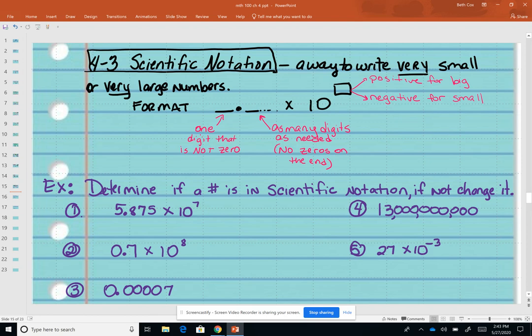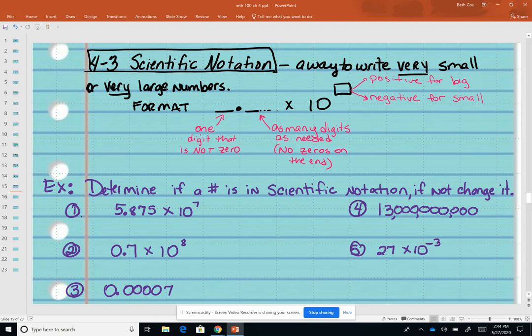Scientific notation is a way to write very small or very large numbers. And we use a specific format. We use it a lot in science class. The format is that you have one digit, then you have your decimal point, and then as many decimals as you need. Now, that one digit in the very front cannot be 0. That's very important. And you can have as many digits as you need after the decimal point as long as there are no trailing zeros. And then you have an exponent. And that's why it's in this chapter, because we deal with exponents in this chapter.